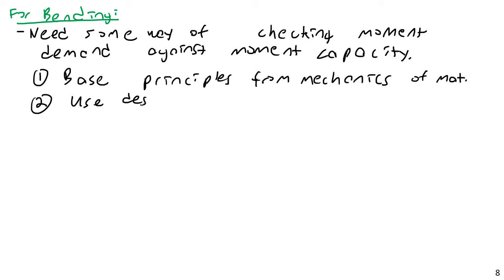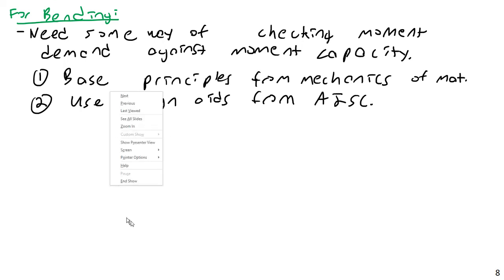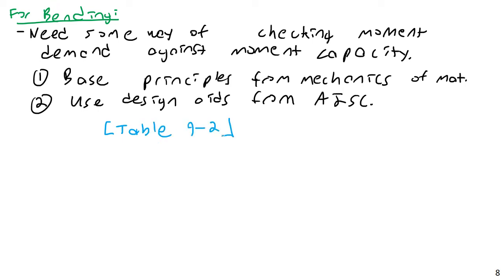Use design aids from AISC. In short, we're going to use table 9-2. In the latest edition of the manual, the teal manual, that is of course the 15th edition, this is table 9-2, found on page 9-25.